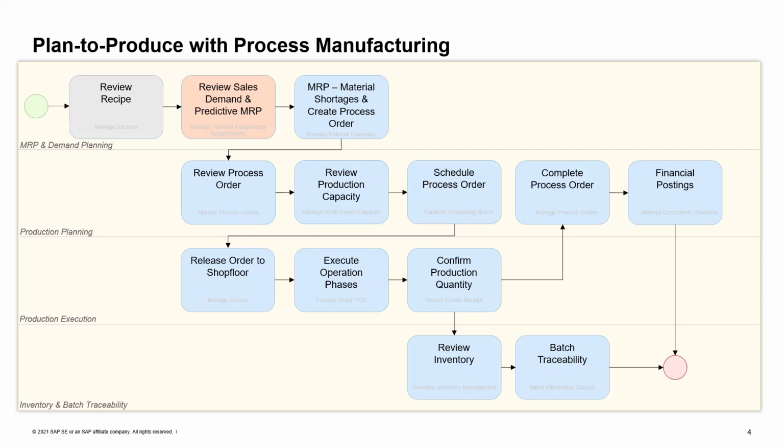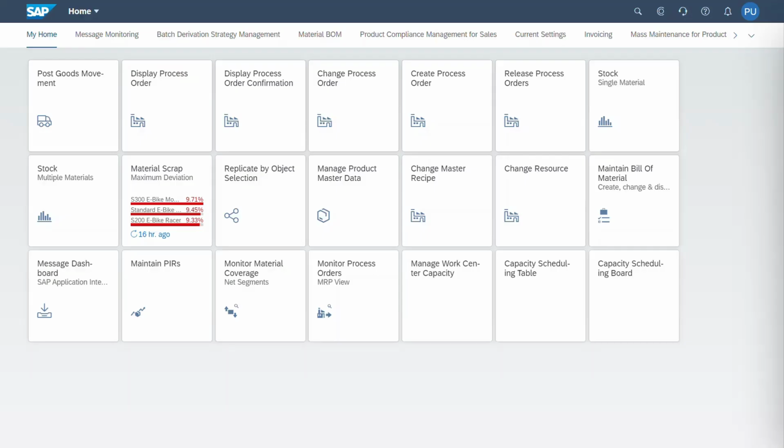Now let's review the sales demand and use predictive MRP for medium to long-term planning. Forecast demand is either generated using SAP's add-on solution, Integrated Business Planning, or IBP, or any third-party solution. And this demand can be imported via APIs or uploaded via Excel into what we call PIRs, Planned Independent Requirements. And this will drive the MRP calculation.